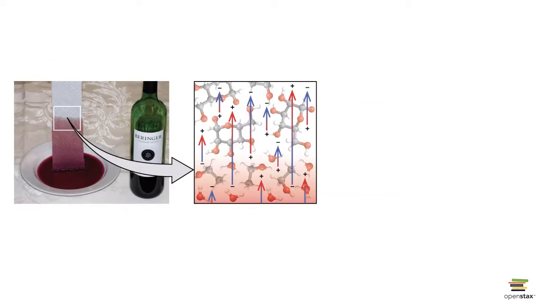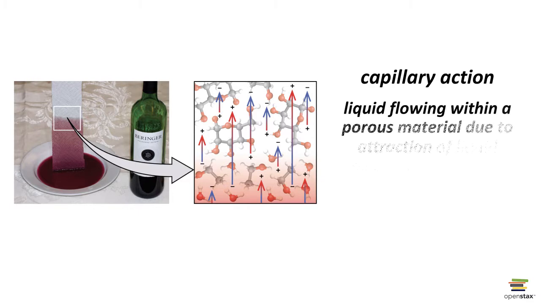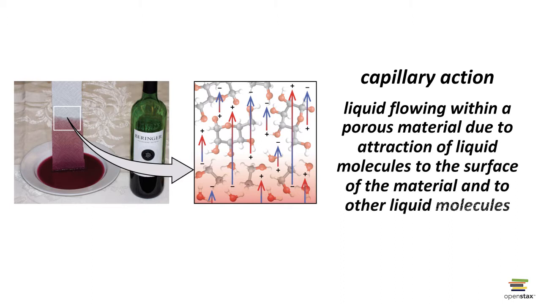Now, liquids can also undergo something called capillary action. And this occurs when a liquid flows within a porous material due to the attraction of the liquid molecules both to the surface of the material and to other liquid molecules. So here's an example where we have wine wicking up a paper towel because of both strong attractions of the water and ethanol molecules in the wine to the OH groups on the cellulose fibers in the paper towel. And then, of course, also the strong attraction of water molecules to other water and ethanol molecules.